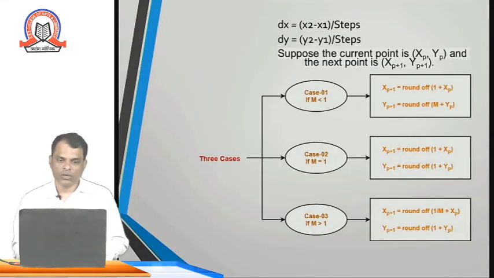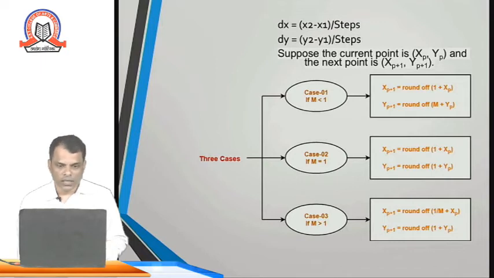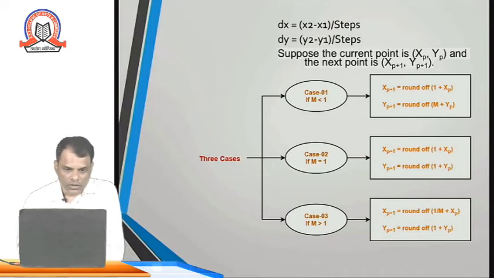There is one more factor, that is dx and dy, so I will get the incrementing factors also. Actually there are three cases. Your slope sometimes will be more than 1, sometimes it will be less than 1, and sometimes it is equal to 1. Based on that your incrementing factor changes.